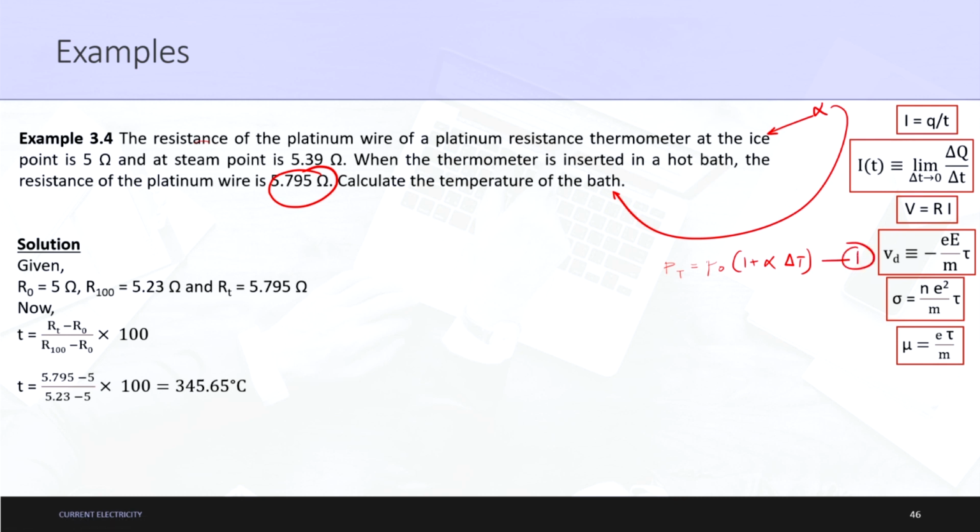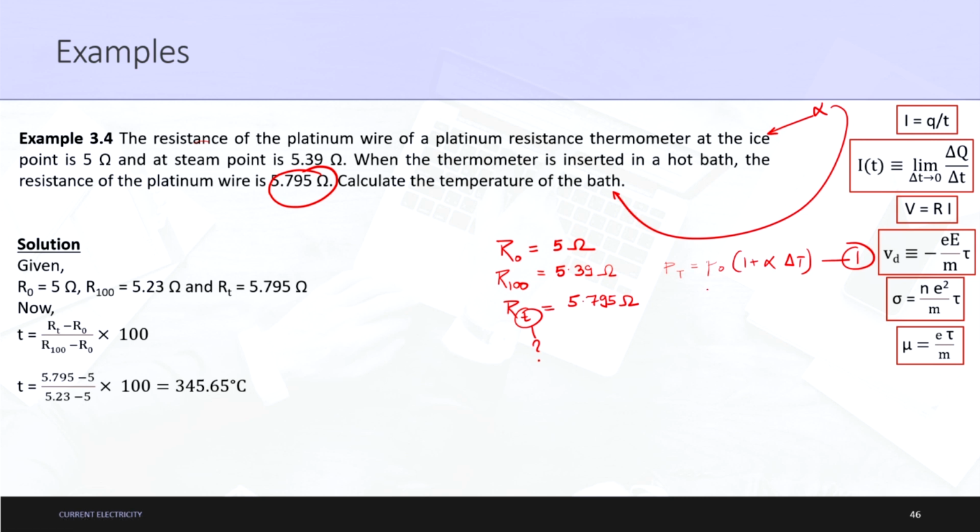Okay, so how are they using the formula here? It is just that they are using it with resistance values. R naught is given to you. R naught is nothing but the resistance of the thermometer at ice point, which is given to you as 5 ohms. Then similarly R100 is given to you, that is the resistance at the steam point, which is equal to 5.39 ohms. The next point is the value of RT. RT is the resistance at the temperature we need to find out. This temperature is unknown to us, which is at 5.795 ohms.